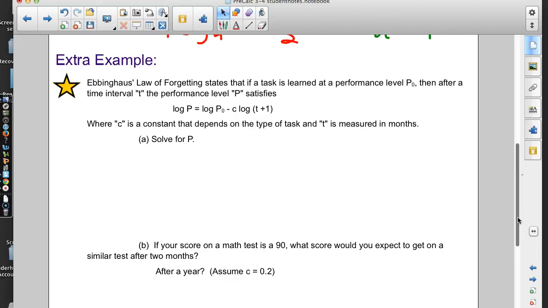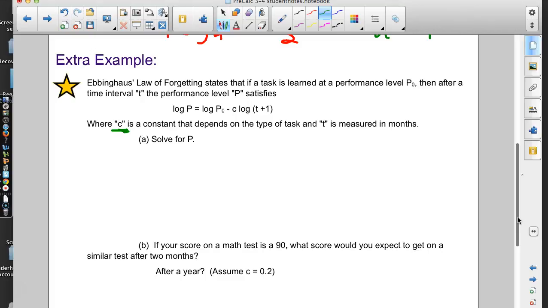It states that if a task is learned at a performance level P of 0, which means when they tested you, you got what percent on it, then after a time interval T, the performance level P satisfies this logarithm equation, and that's because we forget stuff, you know? Stuff that normally was in our long-term memory gets replaced with other long-term memory. So where C is a constant that depends on the type of task, and T is measured in months. Now what that means is they're going to have to tell us C. They've got a little book of Ebbinghaus's law of forgetting constants somewhere, and they'll have to give us that.